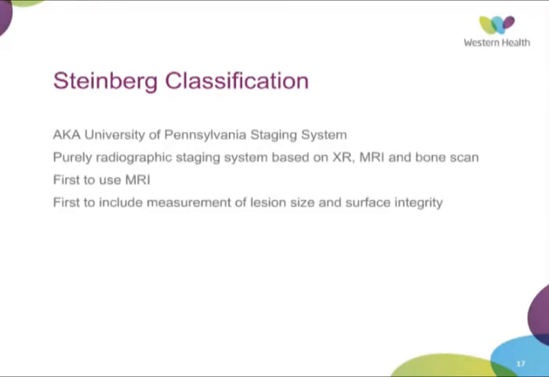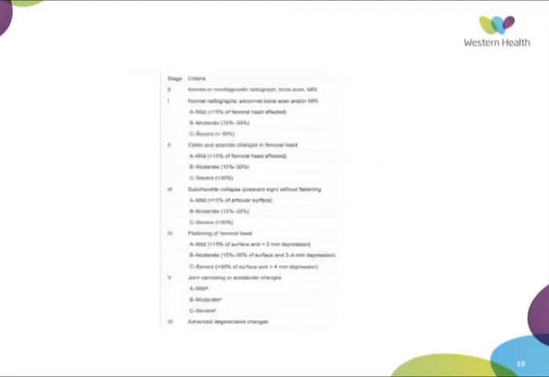As mentioned, the Steinberg classification, which is out of Pennsylvania, I think it's more of a research tool. It's essentially the same as the Ficat but it's the first one to include the MRI. And it importantly measures the size of the lesion as the first parameter. So this doesn't project very well, but each stage is divided up into the amount of the femoral head that's involved, A, B, and C.